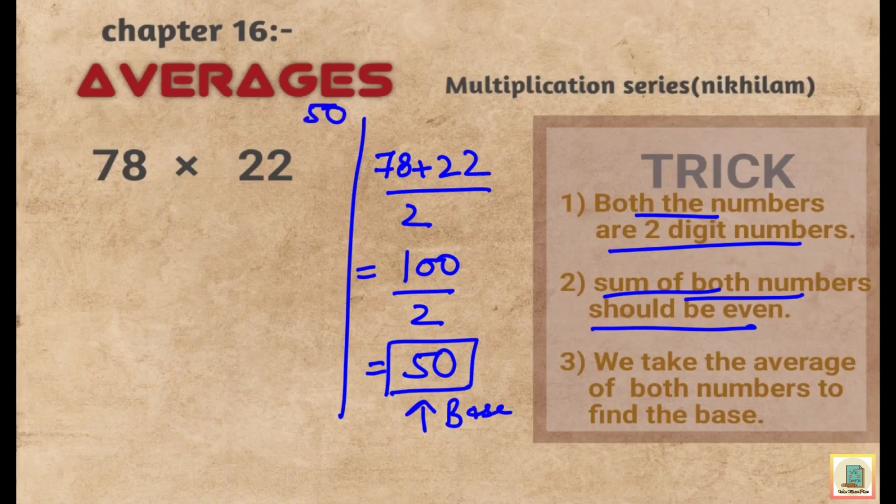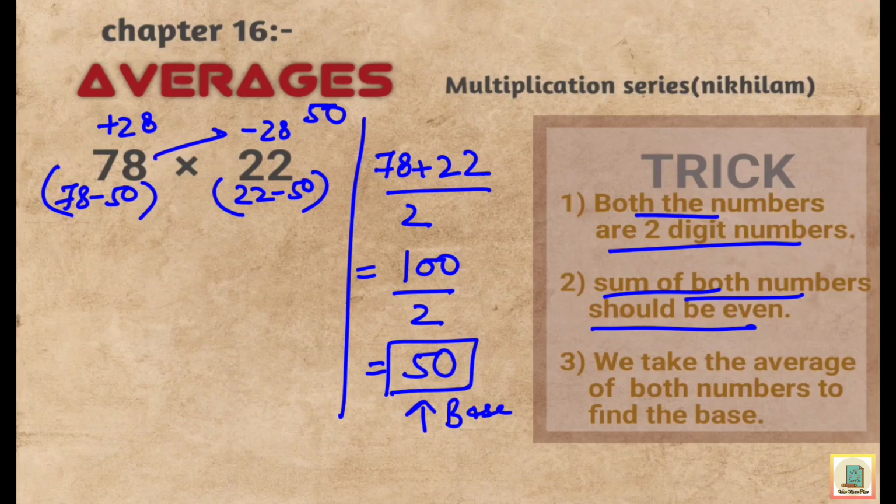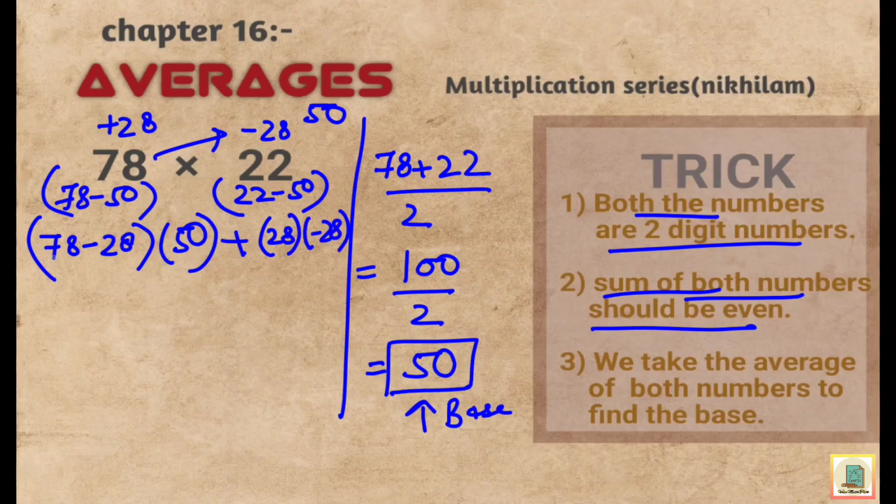So now let's take the deviations. 78 minus 50 gives you plus 28 as deviation, and 22 minus 50 gives you minus 28 as deviation. Now first number plus the second deviation, which will be 78 minus 28 because the deviation is negative, multiplied with the base, 50, plus multiply the deviations, which will be 28 multiplied by minus 28. So now 78 minus 28 is 50, multiply by 50, plus 28 multiplied by minus 28.